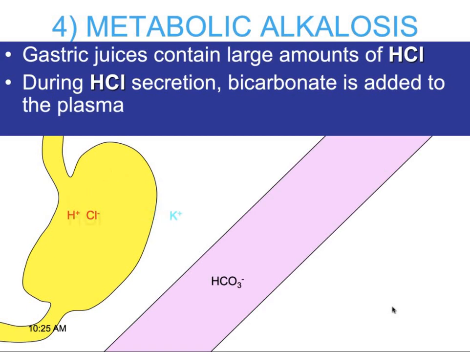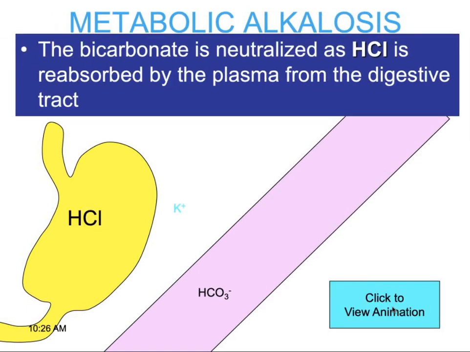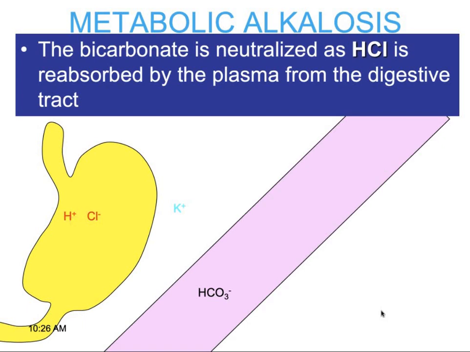There is formation of hydrogen chloride. What happens later on is that this bicarbonate is neutralized as HCl is reabsorbed by the plasma from the digestive tract. And this is how it happens. It dissociates into hydrogen ions and chloride ions.